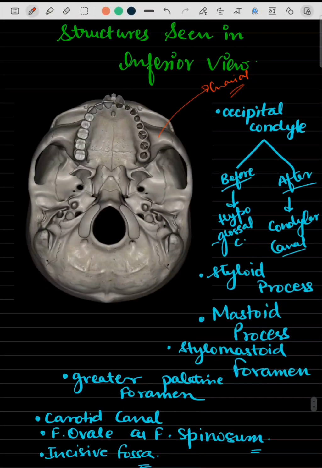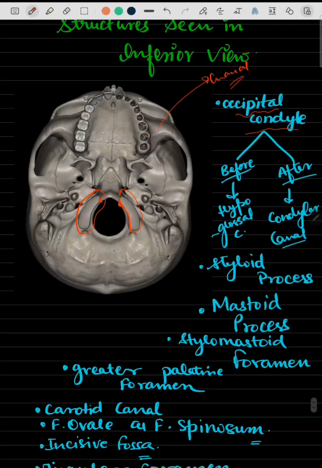Now we will be moving to the ones which are appreciated from the inferior aspect of the cranial cavity. Now again, you have a structure here that is said to be occipital condyles. This is your occipital condyles. Okay, just before your occipital condyle there is going to be hypoglossal canal here, which you cannot appreciate in this picture. Okay, next, just after the occipital condyle, you have another canal, that is the condylar canal. So this is your condylar canal.